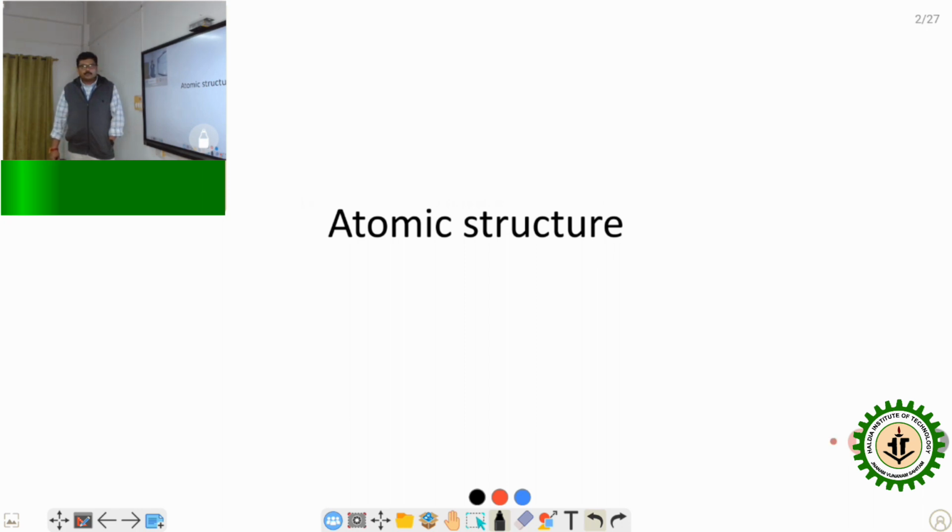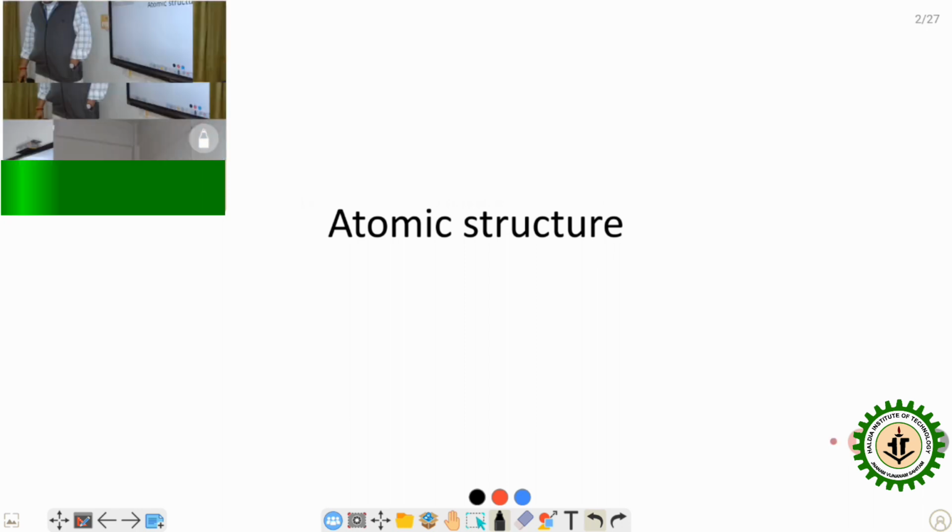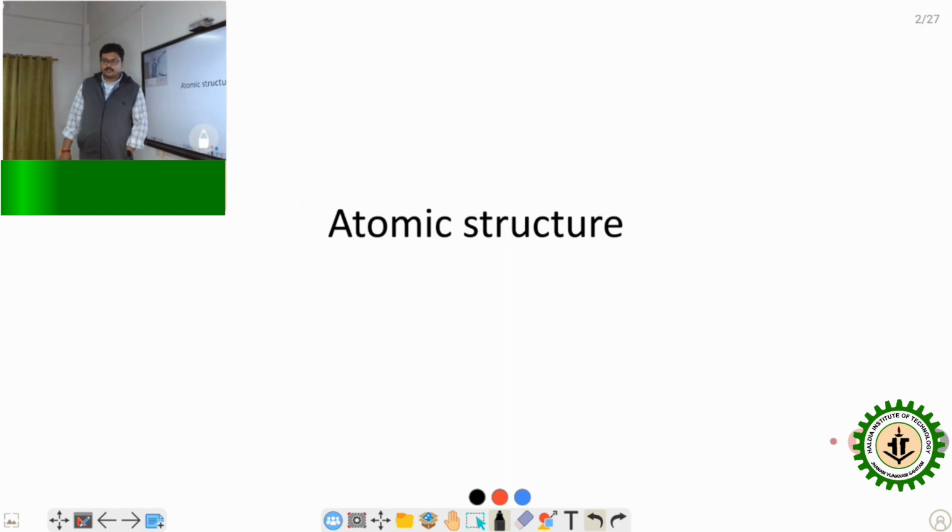So before starting with the Bohr atomic model, you need to understand that Bohr's theory didn't come in a single day. Behind that there were a lot of efforts from various scientists, starting from Dalton to Rutherford, so that Bohr's atomic structure came into the picture.